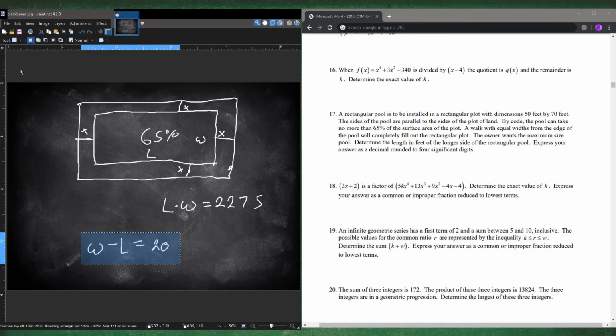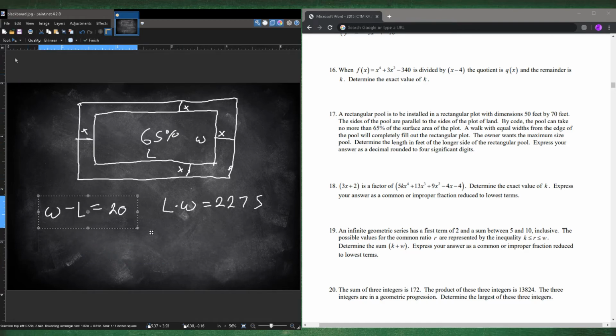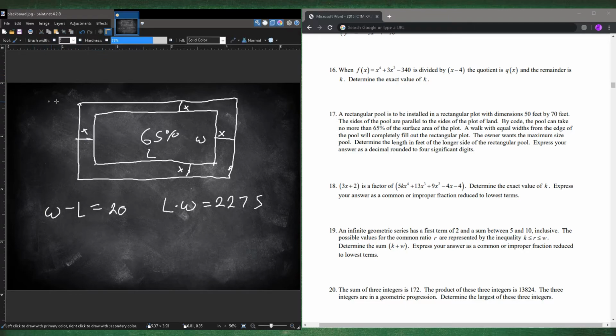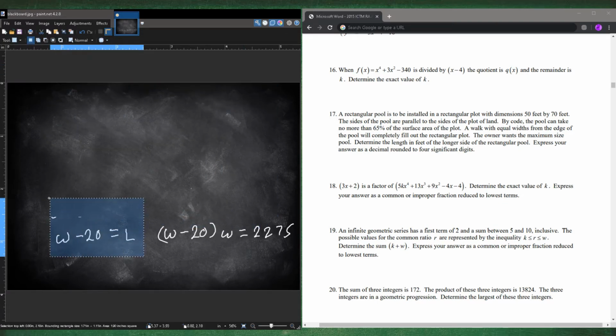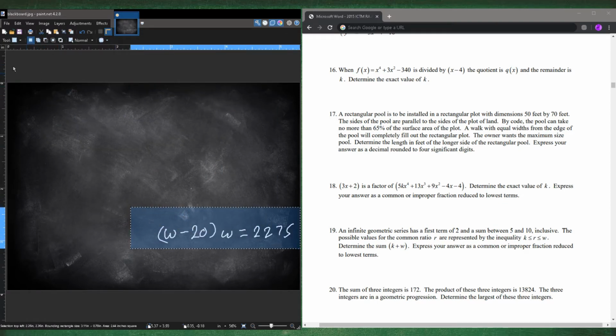Okay, so we got that. And now all we have to do is plug it into our equation. So since we're trying to look for width, let's substitute in for length. So we know our width minus 20 is equal to length. So we can plug that in. So width minus 20 times width is equal to 2275. Okay, so let's delete everything else because we don't need that anymore. We just have this really simple equation to work with.